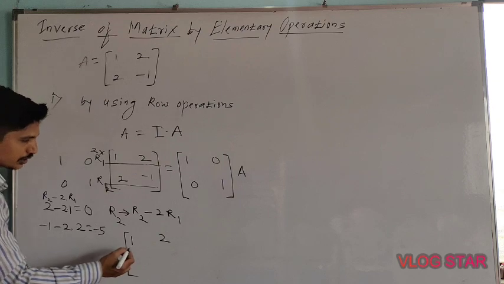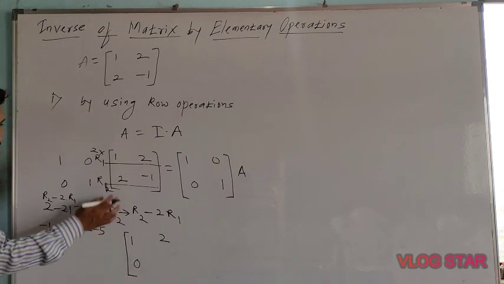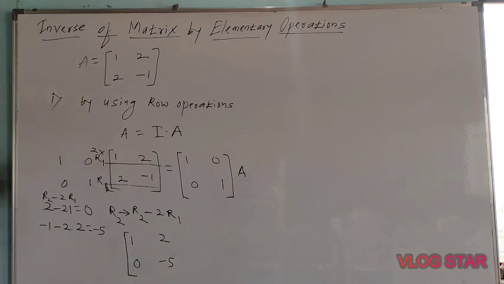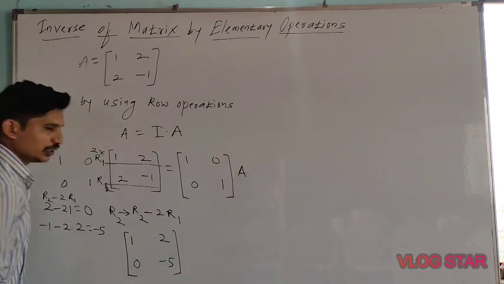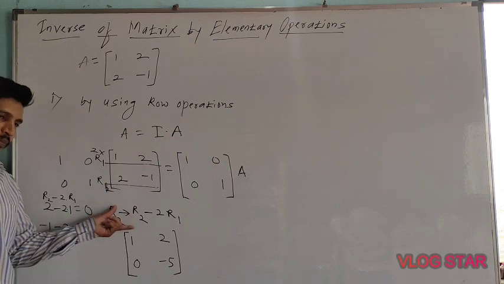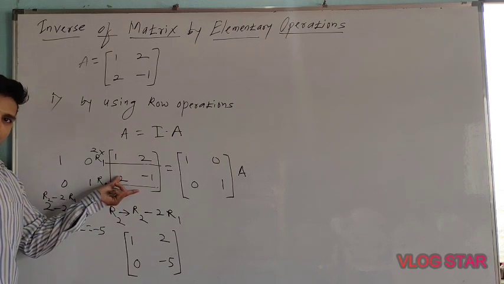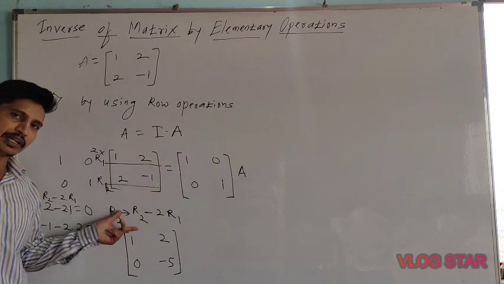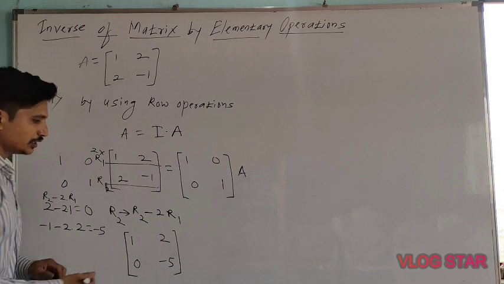So what will come here? Here will come 0, and here will come minus 5. Okay, got it. So I changed row number 2, so I applied this operation here. That's why the same operation I apply here also.